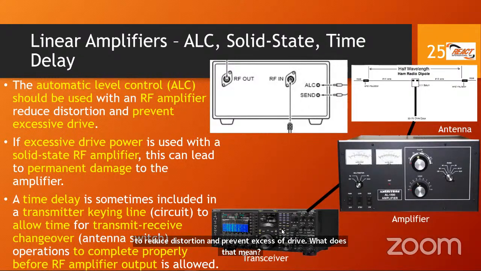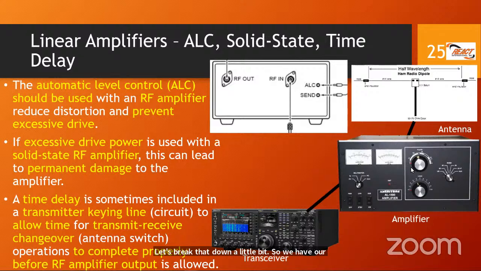So we have our transceiver here that's connected to our amplifier. Our amplifier is connected to the antenna. But we also have another signal here called the ALC, automatic level control. We want to make sure that we interface our radio to the amplifier using, apart from the RF cable that connects the radio to the amplifier, the ALC connector as well. Because what that ALC will do is help in avoiding too much drive distorting our signal. So that's why we have this first bullet point, that the ALC should be used with an RF amplifier because it reduces distortion and prevents excessive drive.